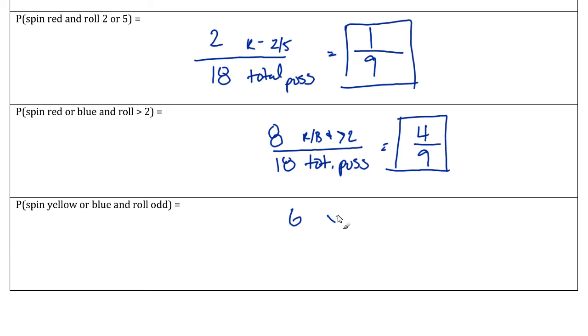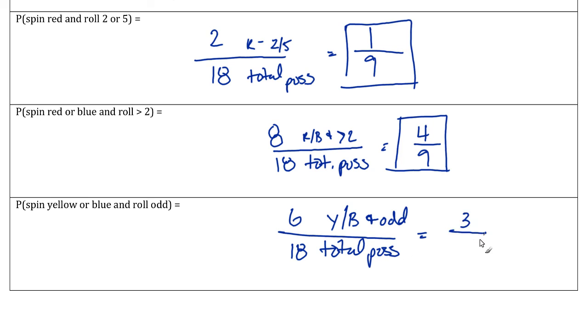So there are 6 where you would get yellow or blue and odd, out of 18 total possibilities, which is divided by 2 is 3 over 9. You have a 3 in 9 chance of spinning a yellow or blue and then rolling an odd number.